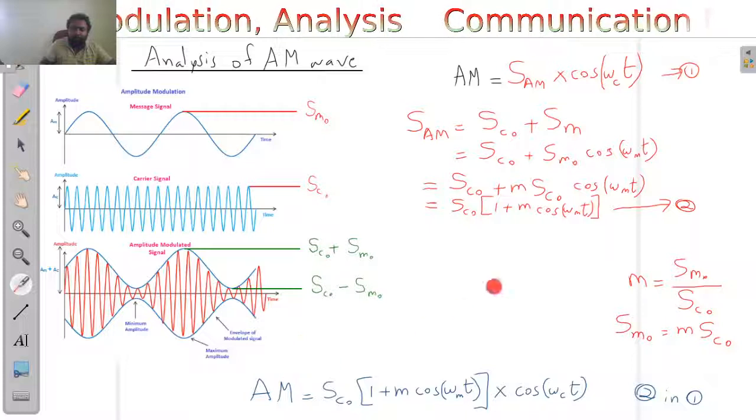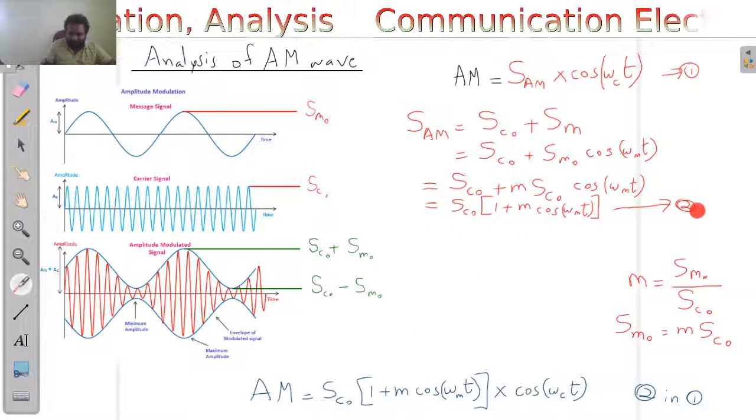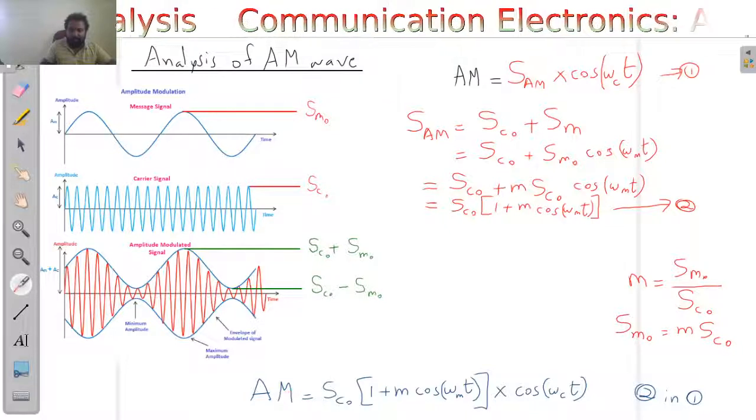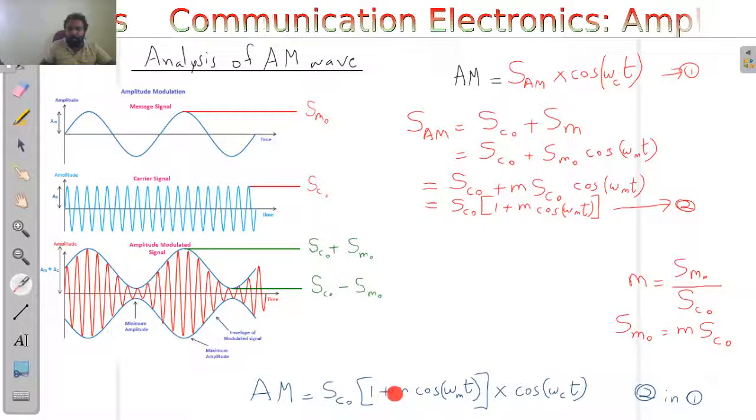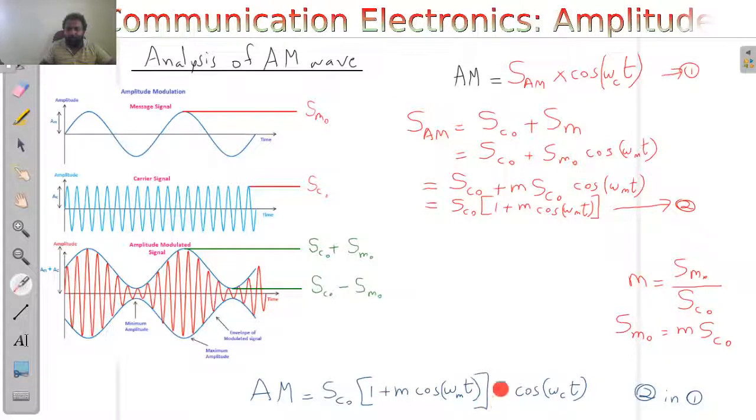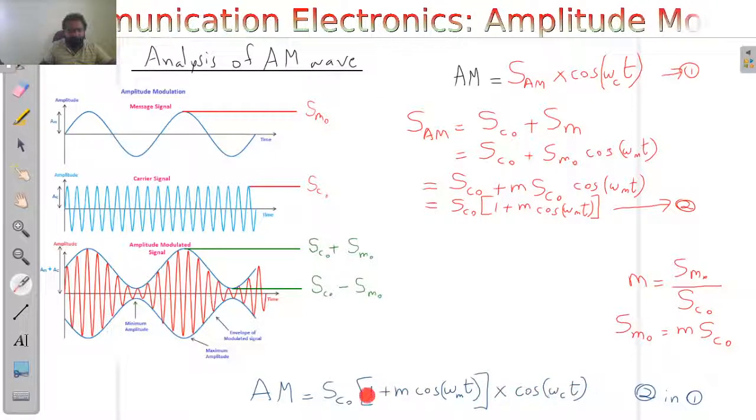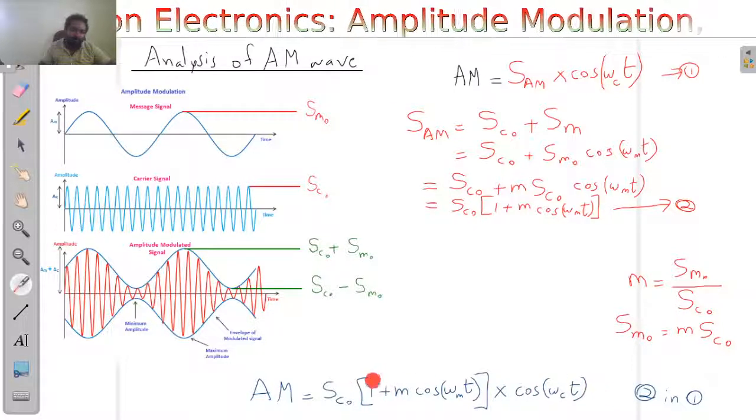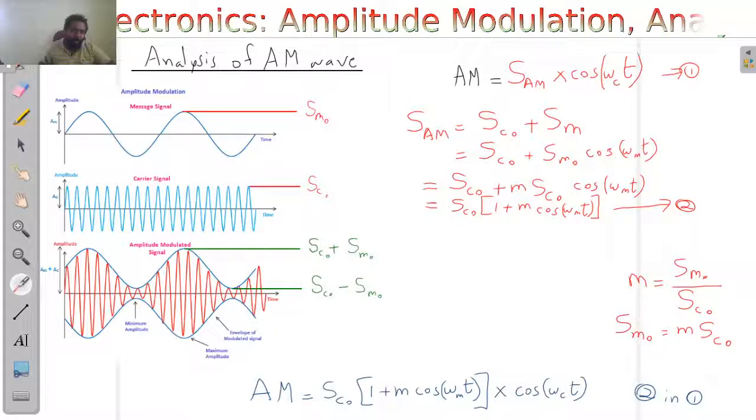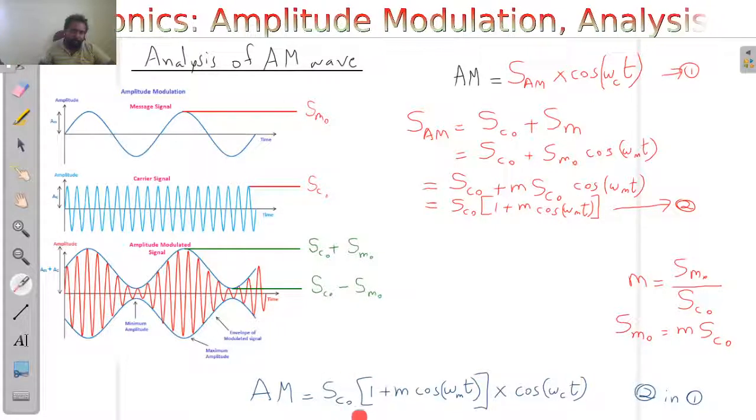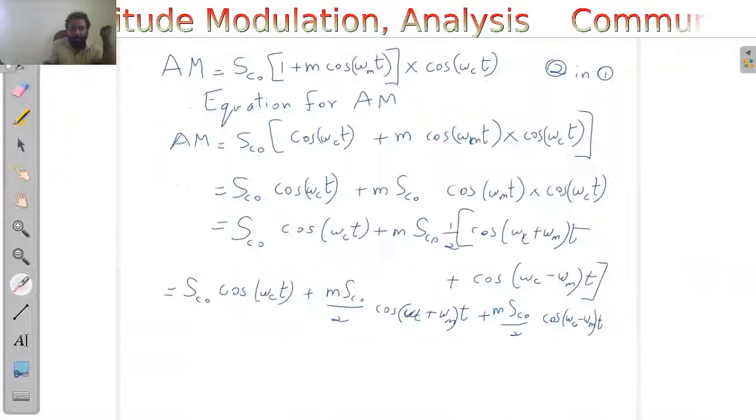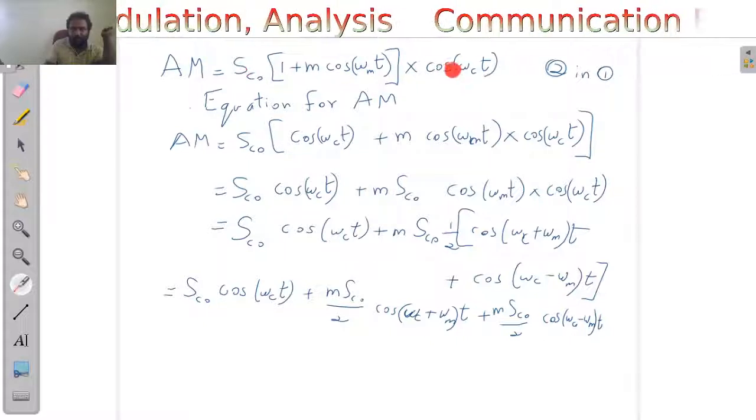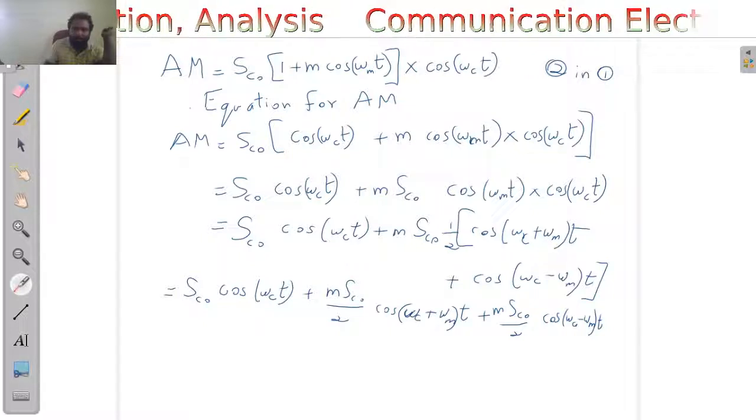So I substitute this, that is equation 2, into equation 1. So I get SAM is equal to SC0 into 1 plus m cos omega mt times cos omega ct. So this represents your amplitude modulated signal. This is the equation for the amplitude modulated signal, and we are going to remove these brackets and expand it. When you multiply SC0 and cos omega ct into the brackets, you get it like this.